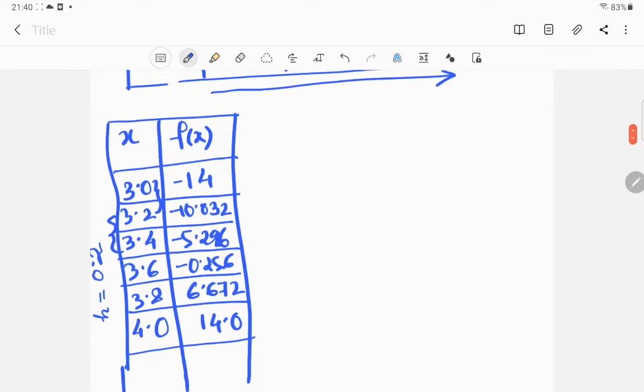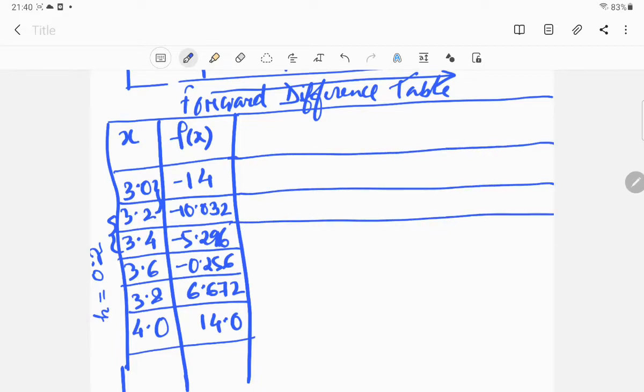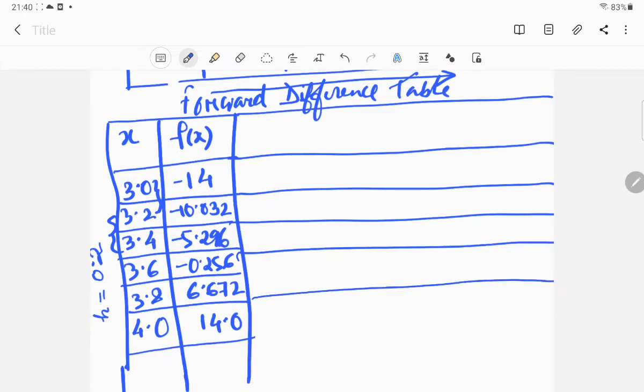Now this is a forward difference table. We need to extend it, so we are going to find the differences. Next will be the difference. This is a first order difference. So how to do that? Since it is a forward difference, we will start from here.